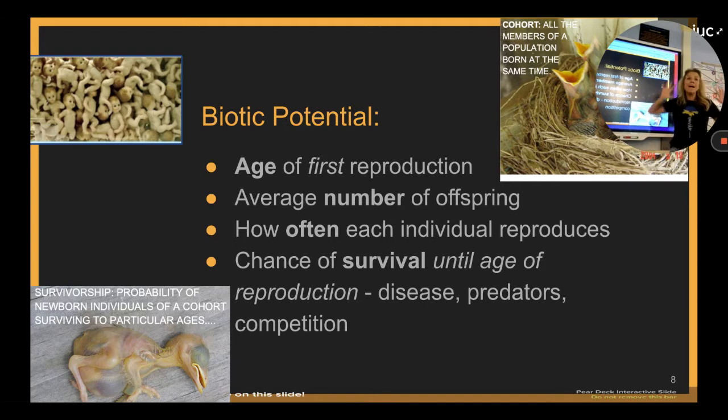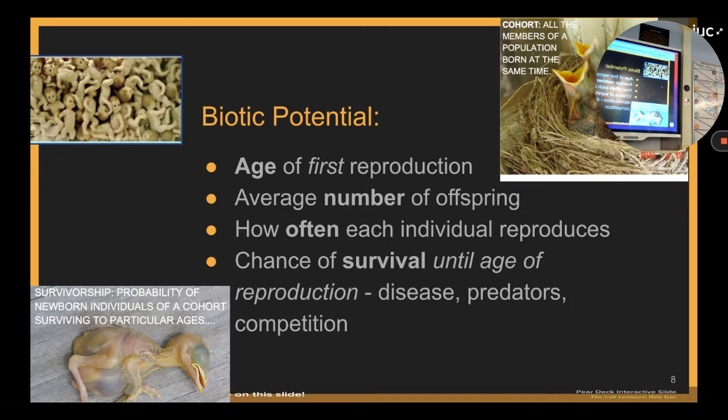When you look at your biotic potential, just think what that says. Remember we learned osmotic potential? That was the likelihood of water going from one to another, from high to low. So biotic potential: how much biology do I have here? Well, that's going to depend on when you first start having sex, how many babies, how often you have sex, and what the likelihood is that they're going to survive. When I look at likelihood of survival, what am I going to be thinking about? Chance of survival.